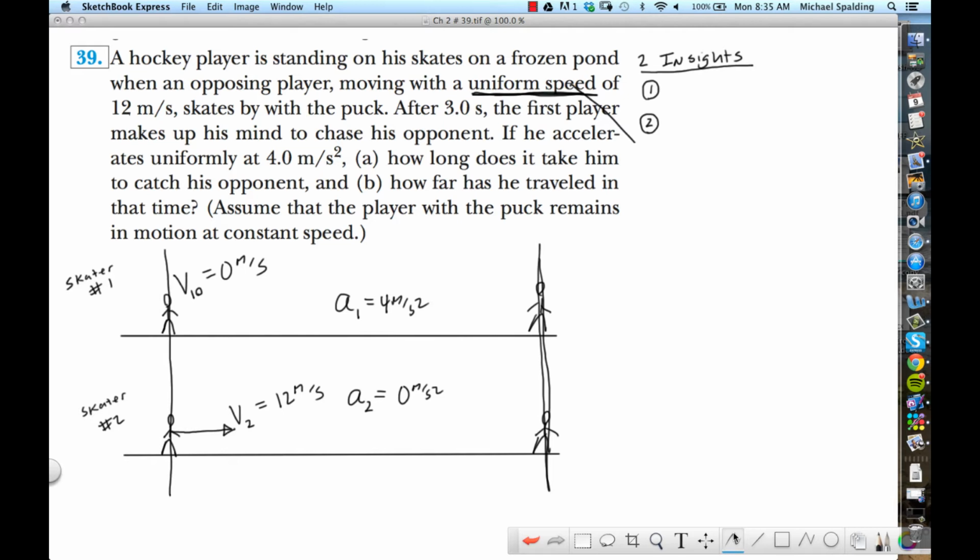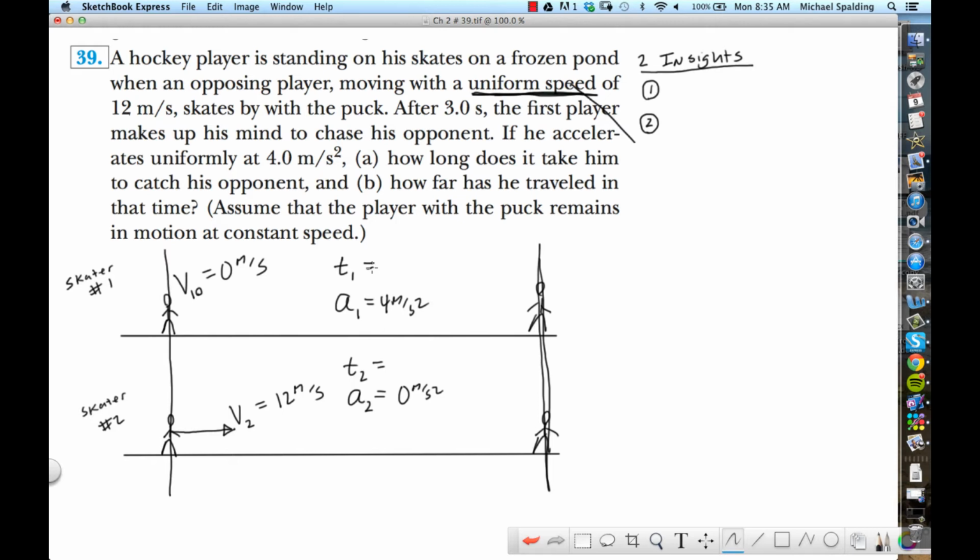Okay, so up here I wrote that there are 2 insights for this problem. There are 2 things that you have to realize. The first thing that you have to realize has to do with time. Is the time of travel the same for both skaters? So let's label the times T1 and T2. This is going to be T1 for skater 1. This is going to be T2 for skater 2. Are the times equal to each other? And by time we mean time of travel. Are they equal or not equal?